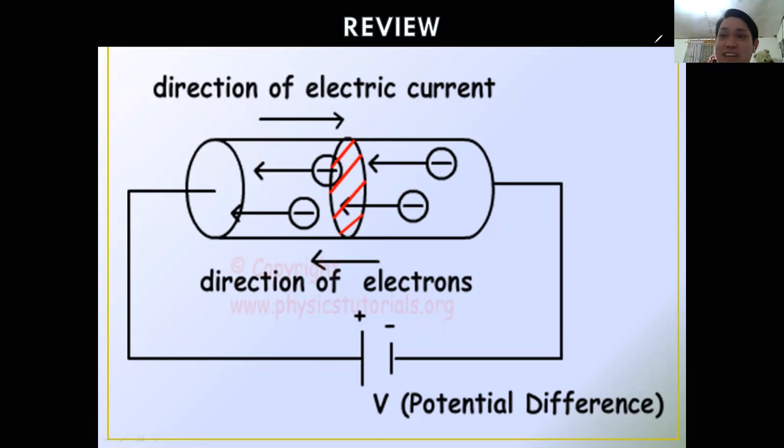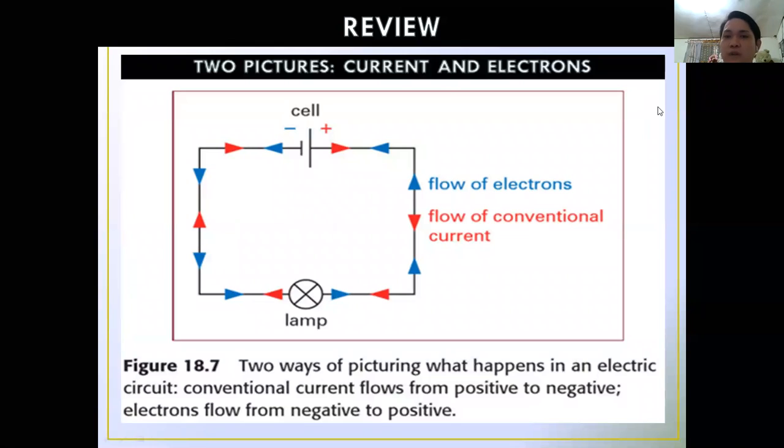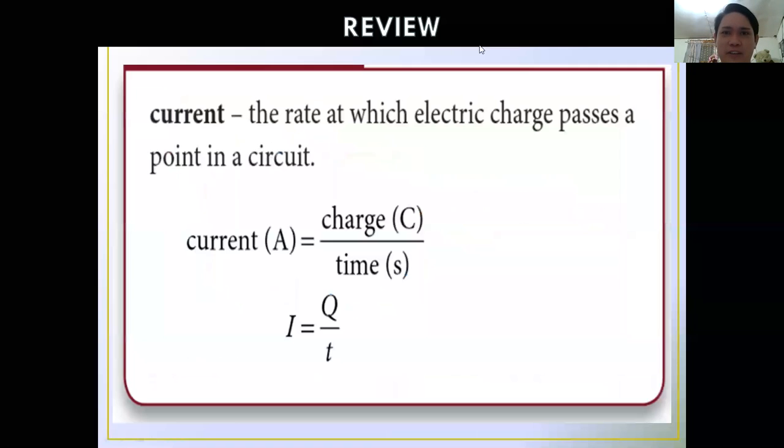So I'll just emphasize that one in our review. Another thing, of course, we can relate it with the flow of electrons and flow of conventional current. Again, when we say flow of conventional current, this flows from positive to negative terminal of the battery, as I mentioned last time. And again, electron flow starts from the negative to positive. So I hope you can still remember that.